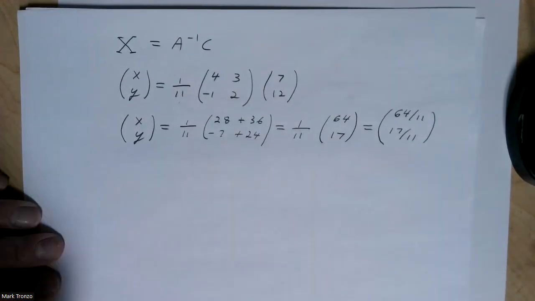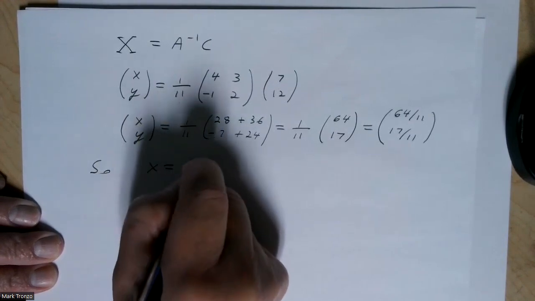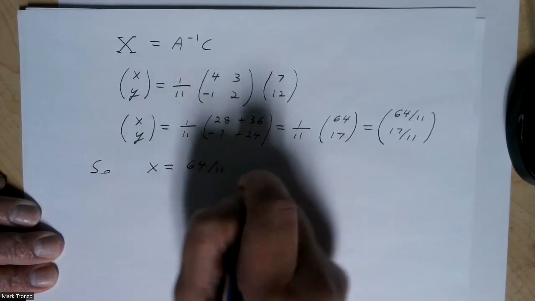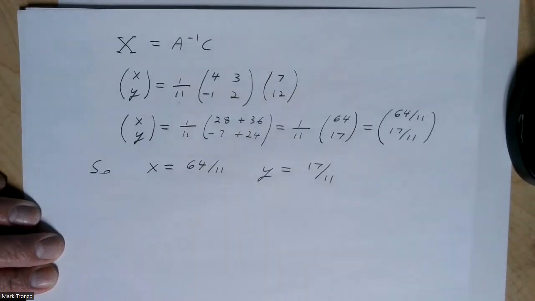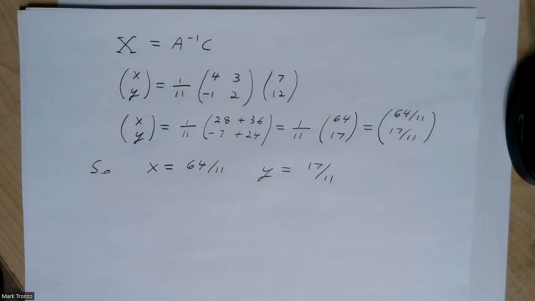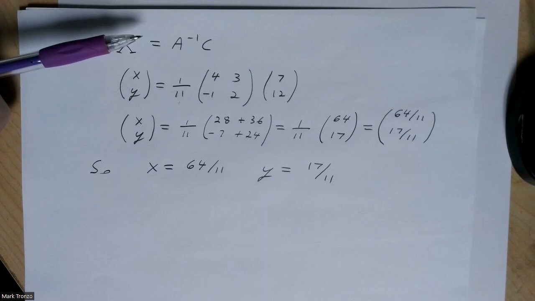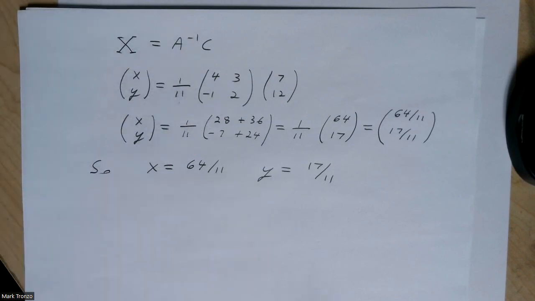So what does this mean? So our answer is x equals 64 over 11. Y is 17 over 11, just from following this right here. So again, find the inverse of the matrix, multiply it times C, and that gives you your answer.